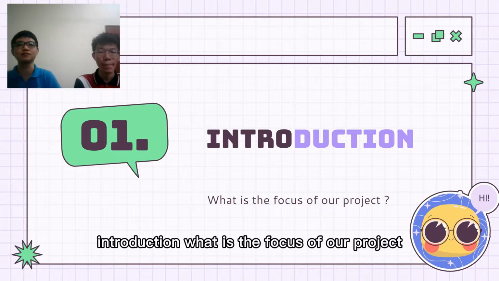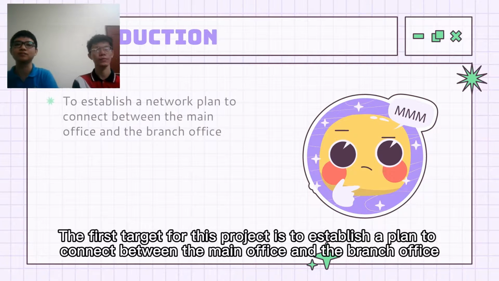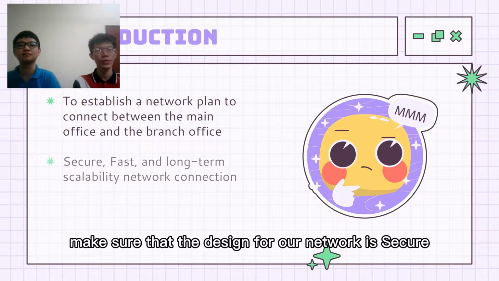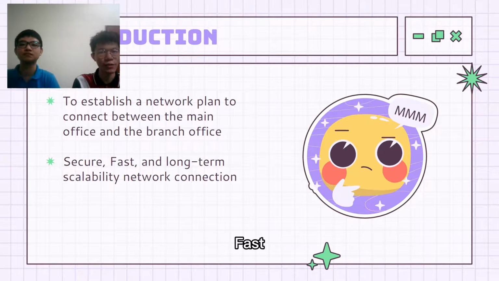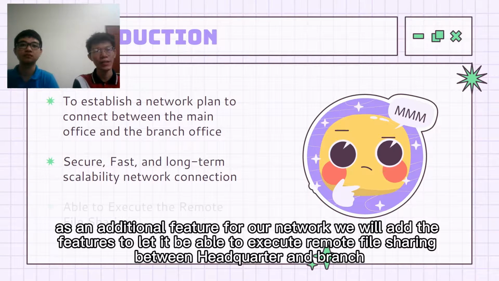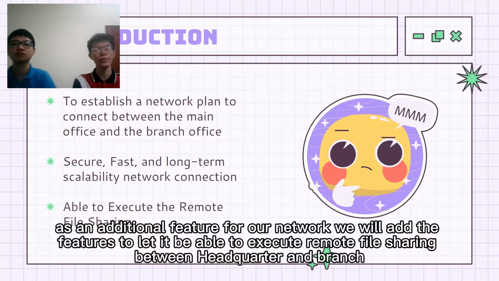What is the focus of our project? The first target of this project is to establish a plan to connect the main office and the branch office. Next is to make sure that the design for our network is secure, fast, and has long-term scalability. Last, as an additional feature for our network, we will add the ability to execute remote file sharing between the headquarters and the branch.